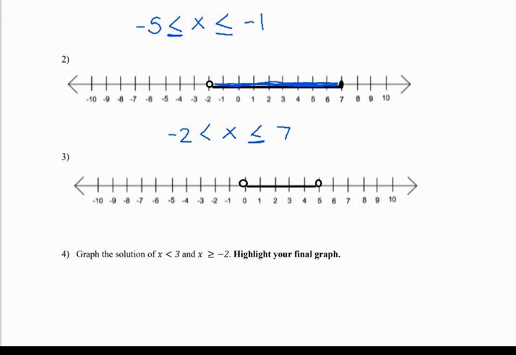Our 2 points are 0 and 5. I put my variable in between, and we are less than 5, but greater than 0. And they're open circles, so that's why there's no lines underneath. Any questions? Pause periodically. If you have any questions, chime in.